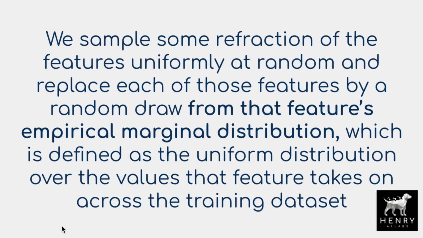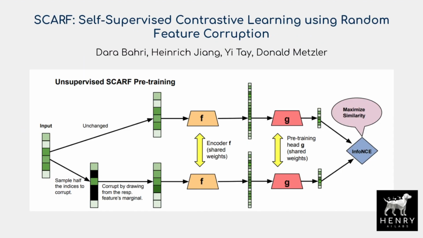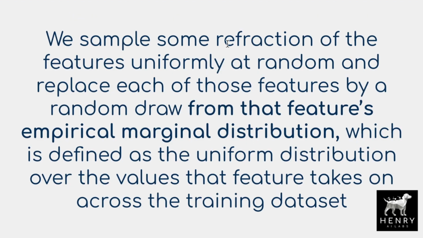This quote communicates what I think is the key idea of the algorithm, which is how we're going to mask out and corrupt the data augmentation to form the positive pair to align the representations with something like a momentum encoding average, like the Bootstrap Your Own Latent framework. So to describe, we sample some fraction of the features uniformly at random and replace each of those features by a random draw, and then particularly this line, from that feature's empirical marginal distribution.